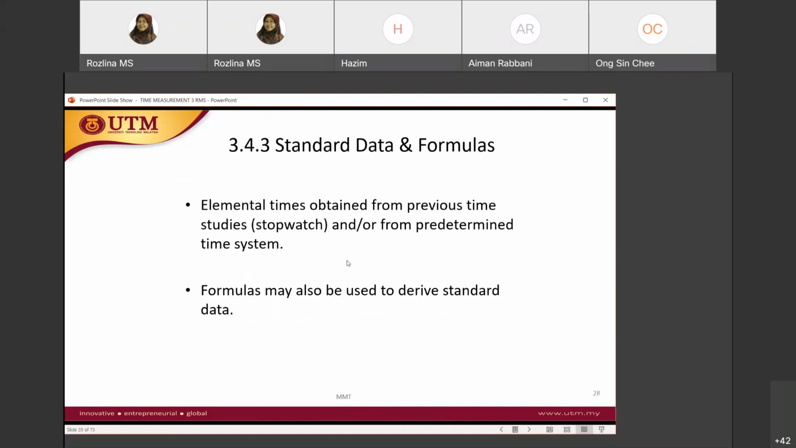Then standard data. Remember we have the stopwatch, we have the MTM, and sometimes we have to consider the standard data and formulas if it involves a machine. Elemental times are obtained from previous time studies, stopwatch, or from a predetermined time system. You can use a previous time study if it exists, or a predetermined time system if the job is not ready yet, no machine yet. Formulas may also be used to derive standard data. This is the third standard data.